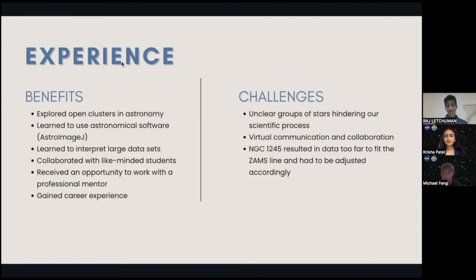Our data was supposed to fit a certain line. It's called the main sequence line, or zero-age main sequence. But our scatter points didn't really line up with that line. And we had to do some adjusting to make sure that those scatter plots were on that zero-age main sequence line. And once that was the case, our data was able to be interpreted.